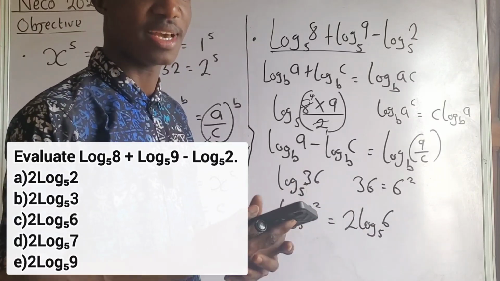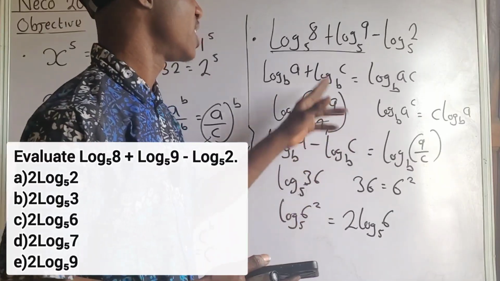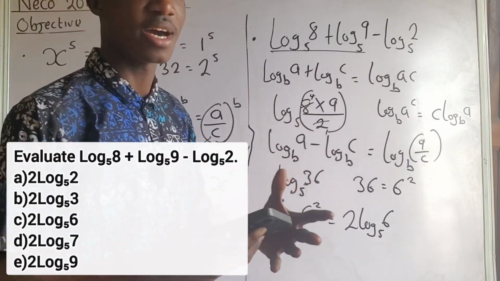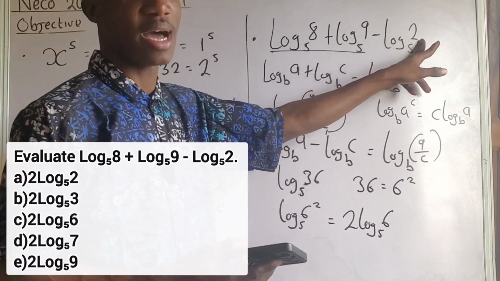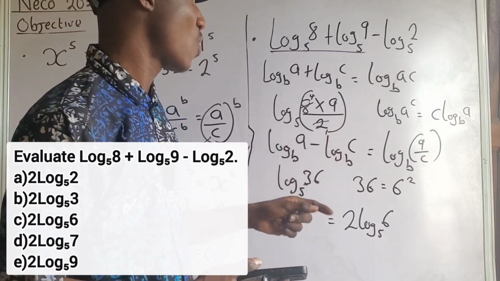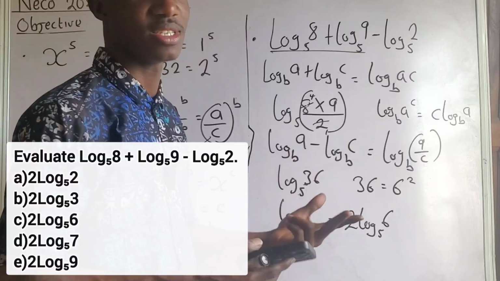Do you understand? Listen to the explanation again. The sum of a log is the product of that log. So if I have log 8 base 5 plus log 9 base 5, it can be written as log 8 times 9 base 5. You understand? And because I have minus here, I'm going to divide it by 2. You get it? So I have divided by 2 here. Do you understand? So 2 into 2 is 1, 2 into 8 is 4, 8 divided by 2, that is 4. 4 times 9 is 36.